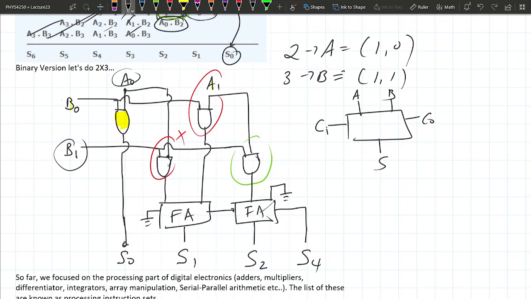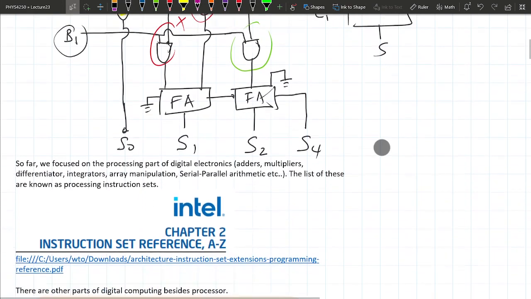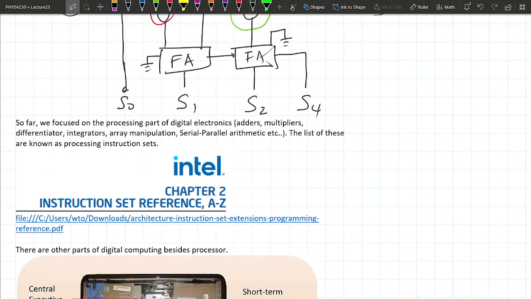All right. So in general, I'm just showing you 2 operations so far. These different operations can do other things. Besides just adding and multiplying, it can do differentiation, just like in calculus, you can integrate numbers. You can move things around in an array. I want to switch this pixel with this pixel, I can do that. I can do serial to parallel arithmetic. We're going to talk about this, I think, next week.